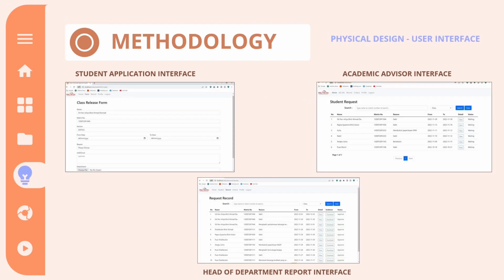Next, this is our physical design user interface. In the first picture, you can see the student application interface. Next one is the academic advisor interface. Last one is the head of department report interface.